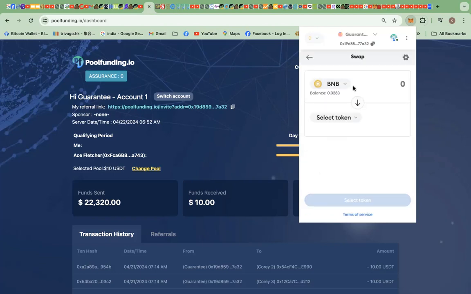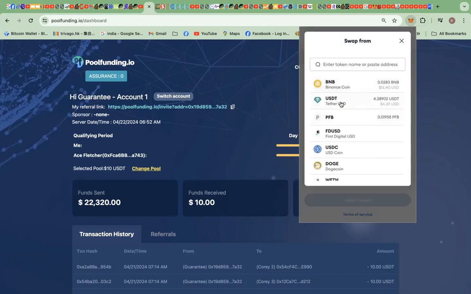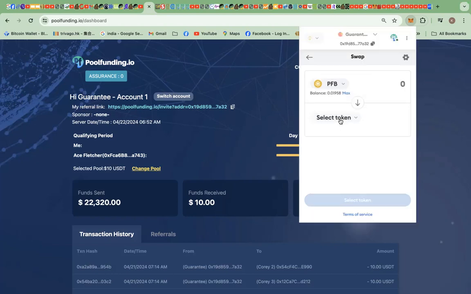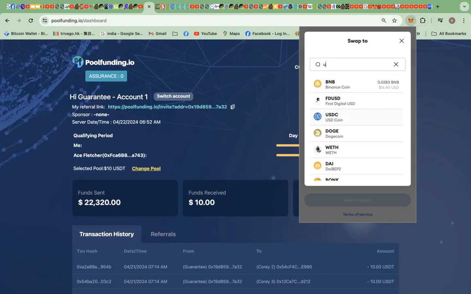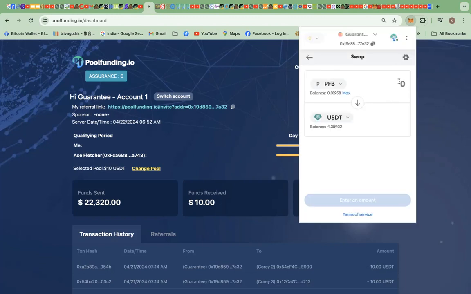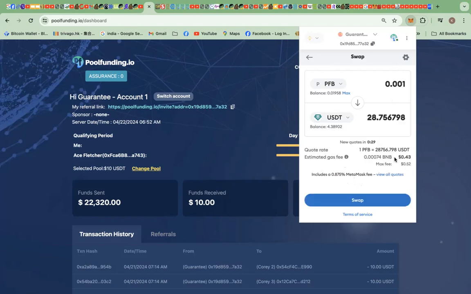I'll just do a demonstration of one now. We do a swap from the PFB to USDT, because all our members are paid in USDT. They're not paid in PFB. Let me just do a swap of 0.001. We'll just do a small fraction. And we have 1,000,000 coins, so we can do small fractions of 1,000,000 coins all day long. So this would be $28 as an example. Swap.